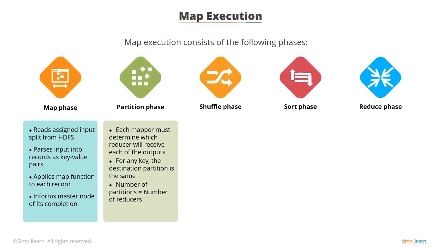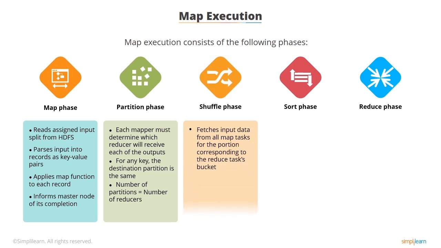In the partition phase, each mapper must determine which reducer will receive each output. For any key, regardless of which mapper instance generated it, the destination partition is the same. Note that the number of partitions will be equal to the number of reducers.